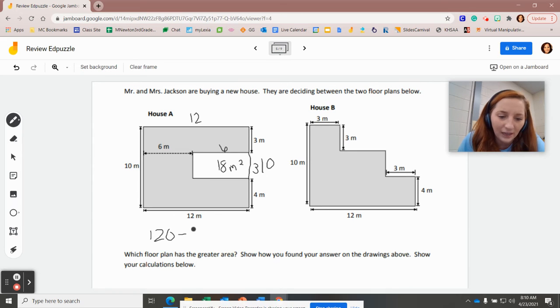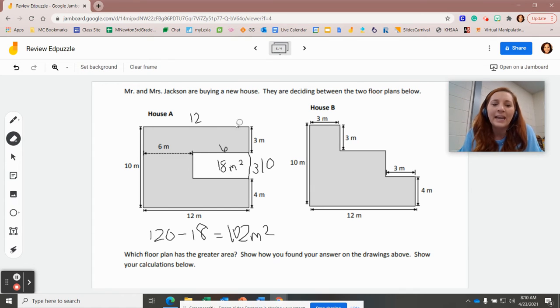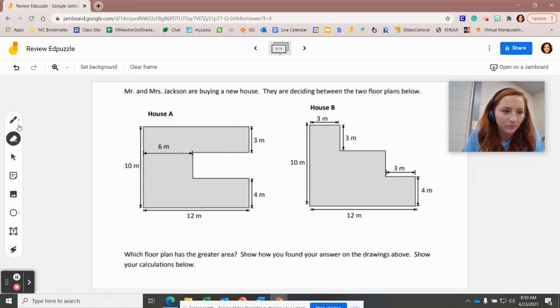So now I have to subtract that. 120 minus 18, and that gets me 102 meters squared. Now, if you don't like the subtraction way to do it, you can divide this house up into 3 rectangles instead. So let's take a look at that.